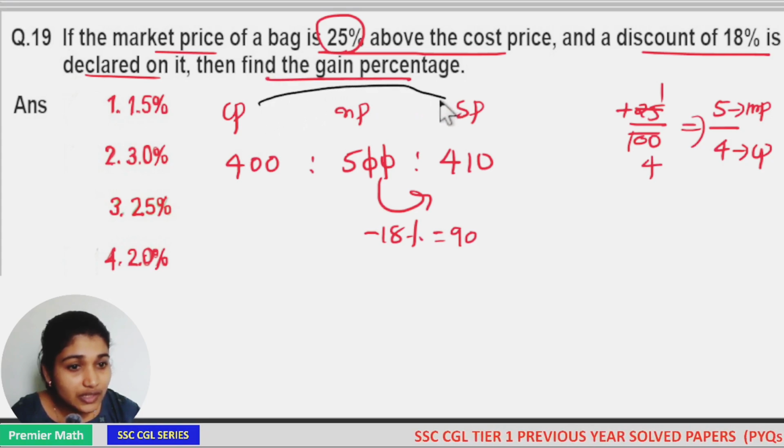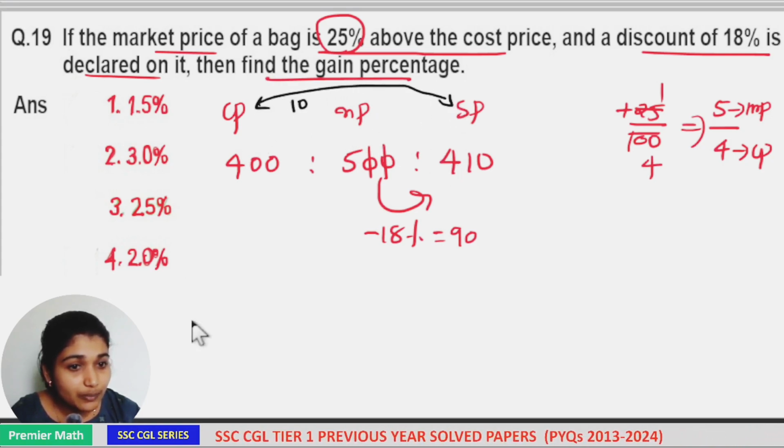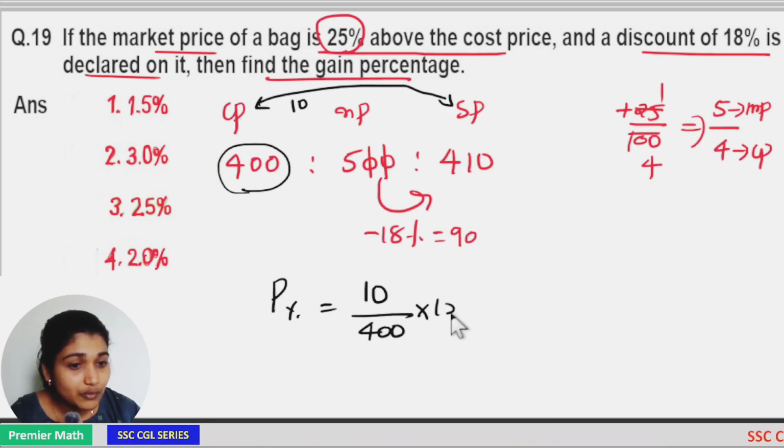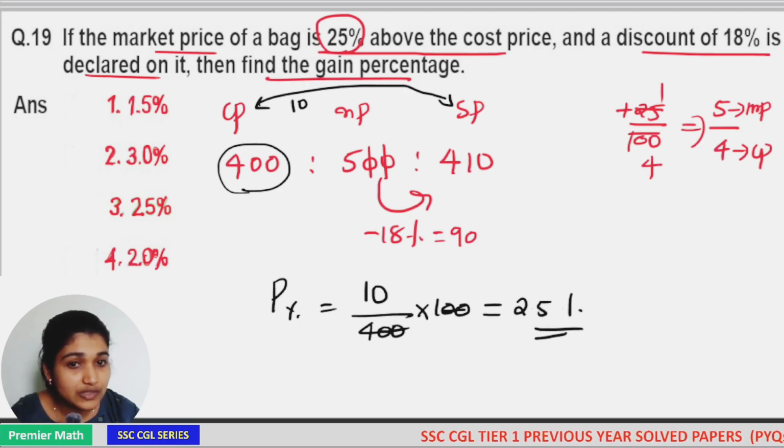difference between sell price and cost price is equal to 10 rupees. Then profit percentage is equal to 10 rupees profit received from this 400 rupees cost price. If you convert it into percentage, this is equal to 10 by 4, 2.5 percent profit percentage. Option 3 is your answer.